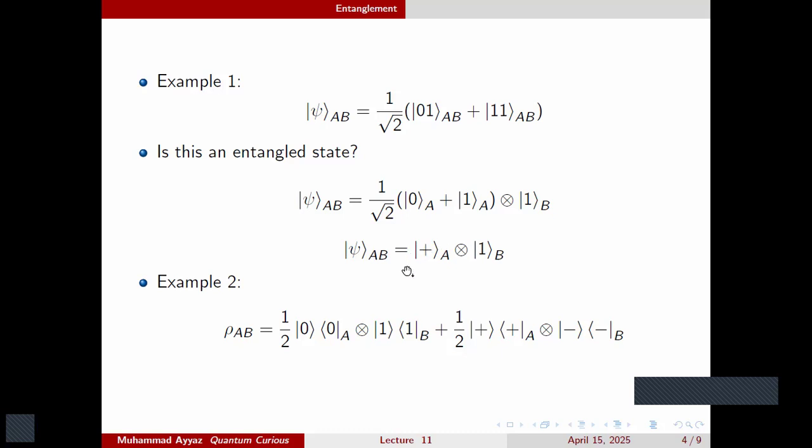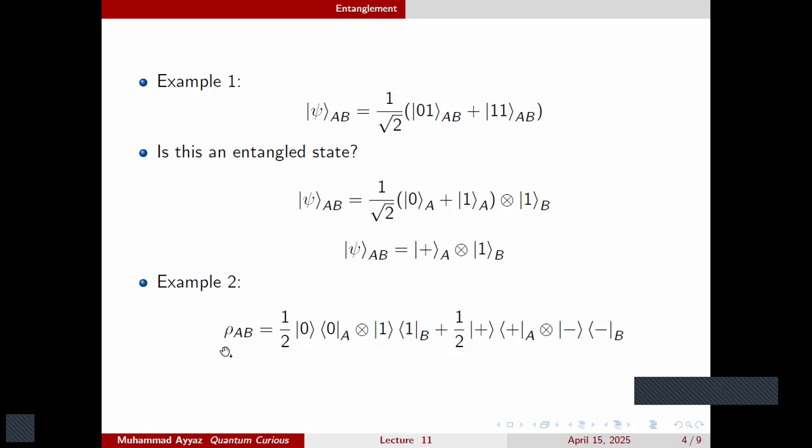And we could see that the given state is just the tensor product of the plus state in the Hadamard basis and the one state in the standard basis. So these were separable states, not entangled states.